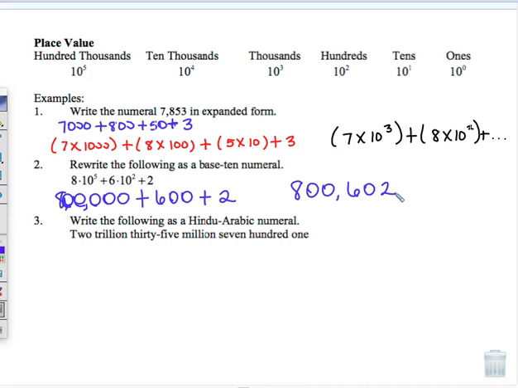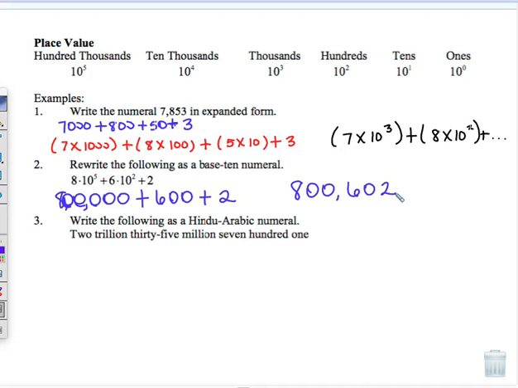800,602. You'll hear a lot of people say 800,000 and 602. That is not correct. The word "and" mathematically places a decimal there, and there is no decimal before the 2. So make sure if you're pronouncing this as a teacher, you write it as 800,602.